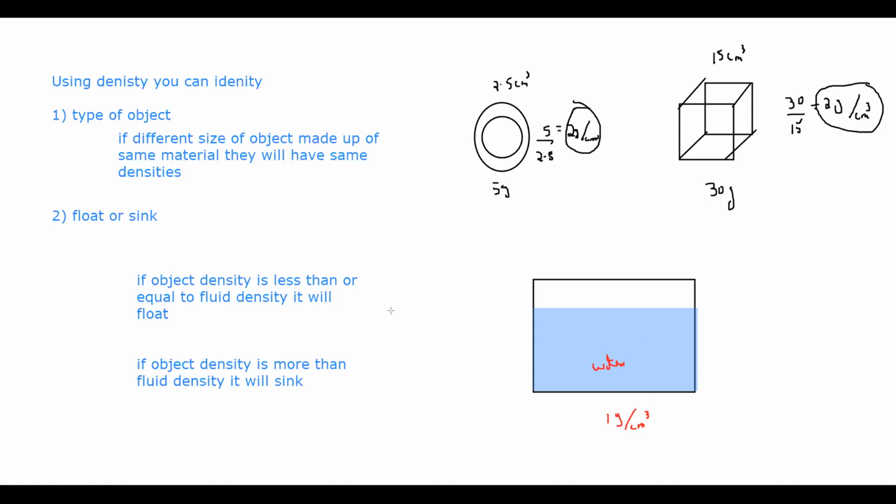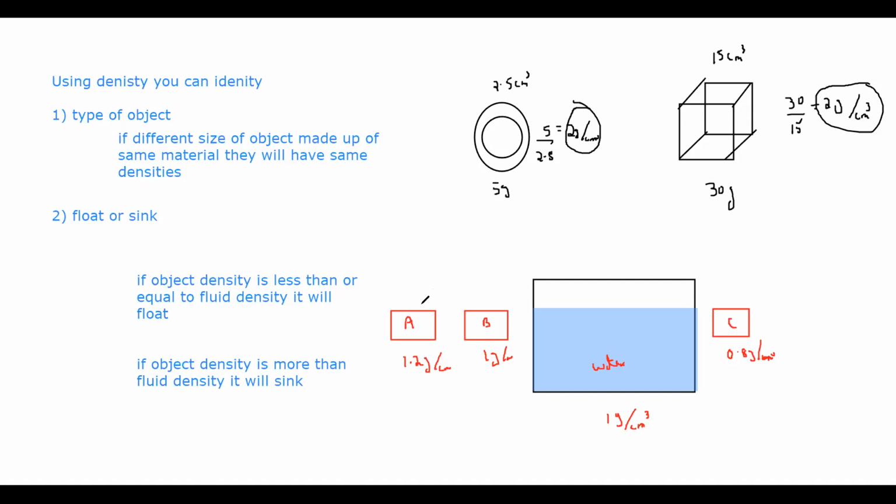Now you have three different objects, A, B, and C. For A, the density is 1.2 gram per centimeter cube. For B, it is exactly 1 gram per centimeter cube. For C, it is 0.8 gram per centimeter cube. If I say A first, will it float or sink?